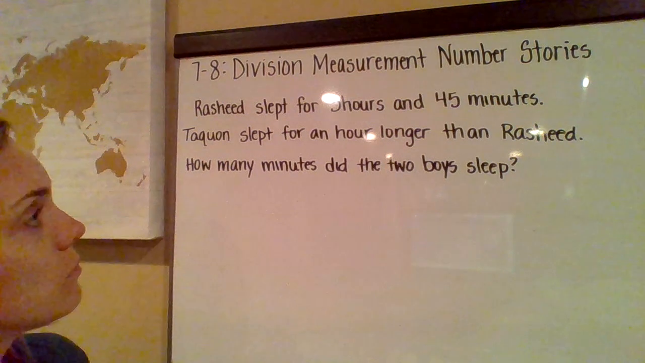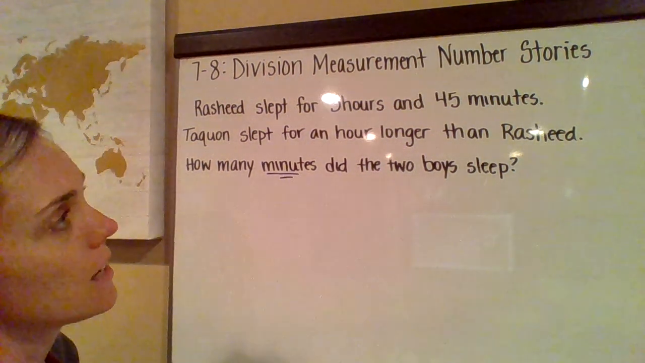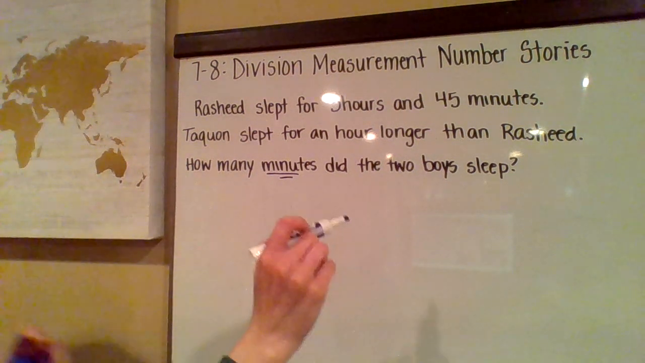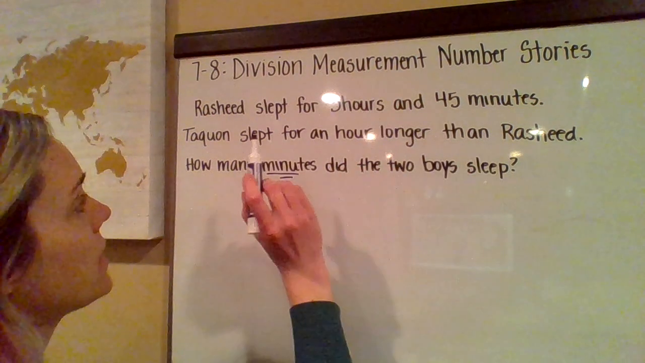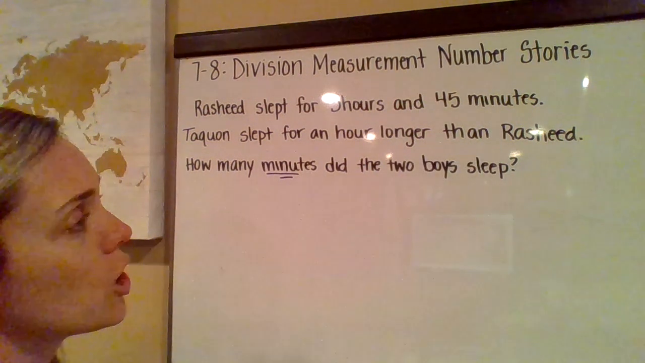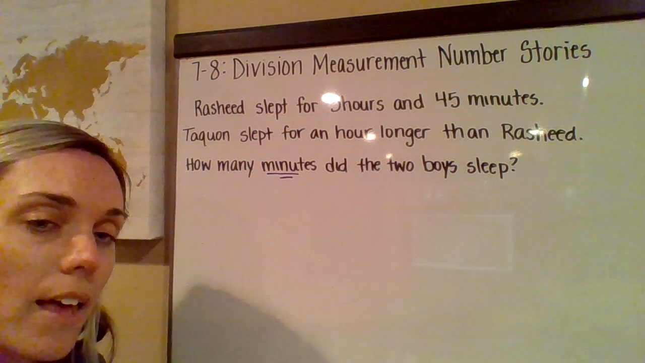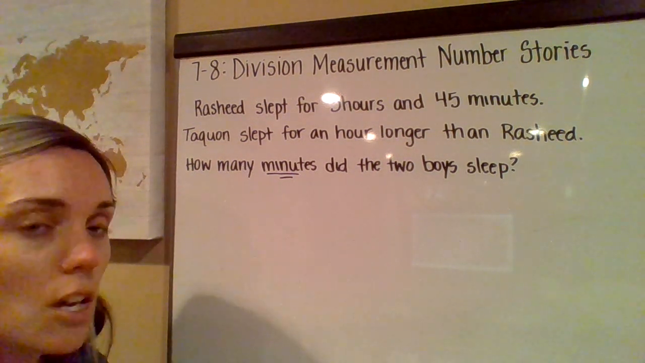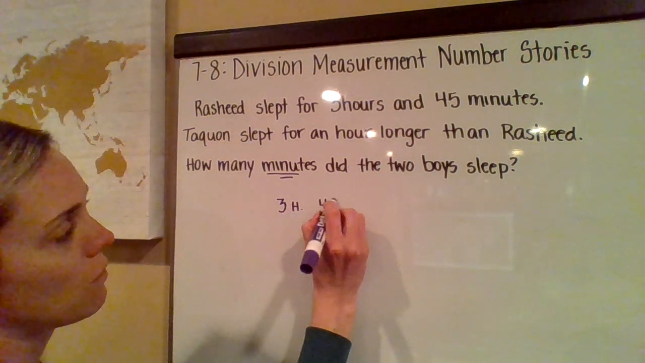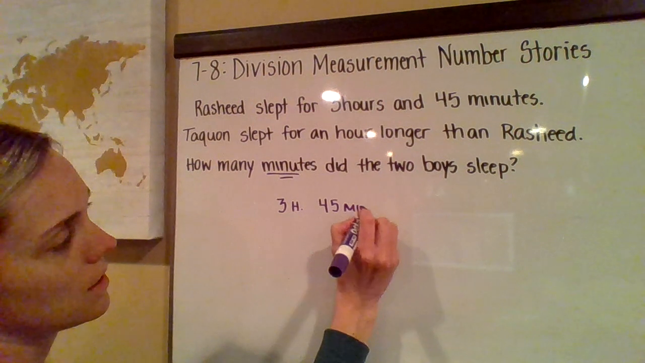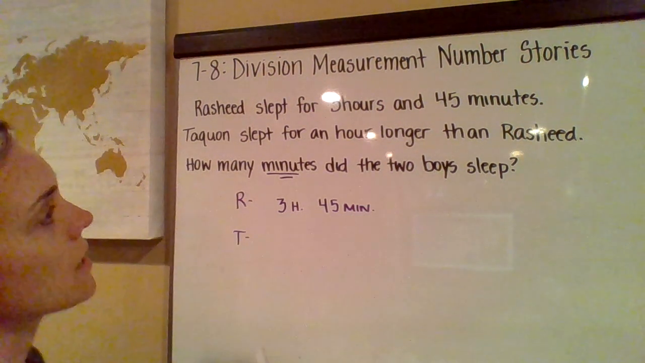So one thing I'm noticing is I have to answer in minutes. And here with Rashid, this is hours and minutes. And Taquan slept for an hour longer. So I first need to figure out how much the boys slept altogether, and then I'm going to convert it to minutes. So if Rashid slept for 3 hours, 45 minutes, right? That's R. And Taquan slept for an hour longer.